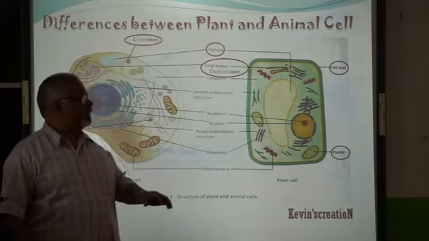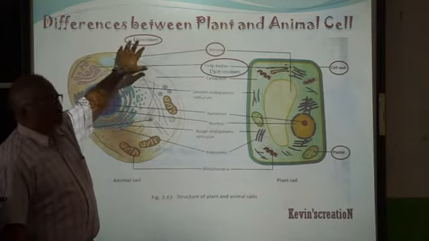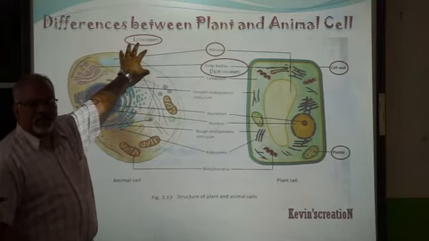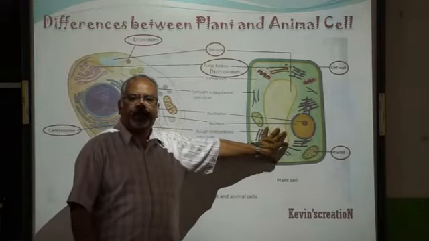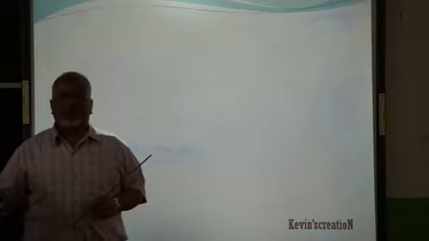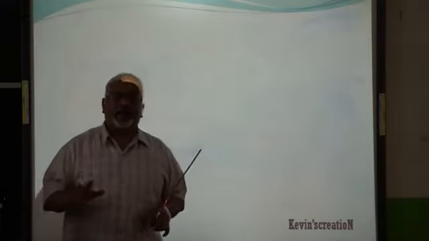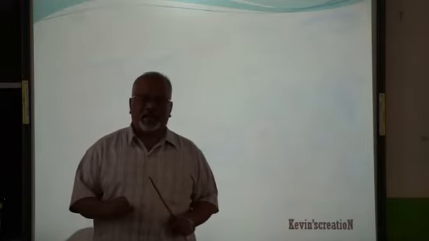One more difference is there, that is lysosome. Now this lysosome, suicide bags of the cell, is present in the animal cell, whereas it is absent in the plant cell. So this way in the diagram you have already seen the differences between plant and animal cell.